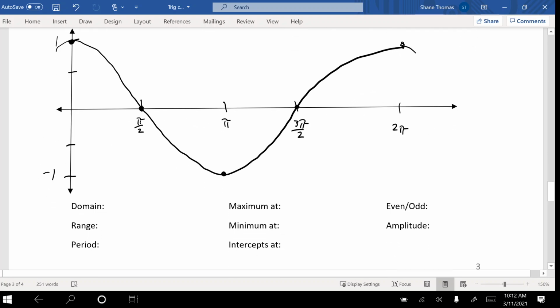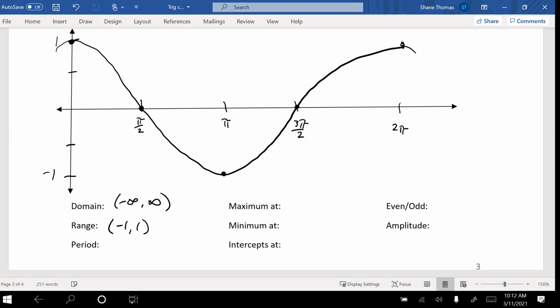Now, just like before, a couple characteristics. What's the domain of this guy? Domain is your x value, so it's what? I think you were thinking range. Good. Negative infinity, positive infinity. There you go. Okay. Period is going to be 2 pi. Same as before.